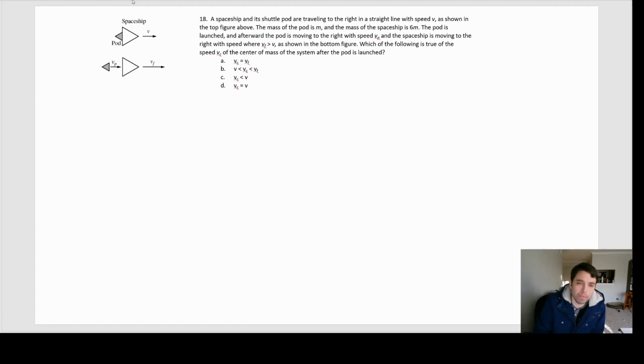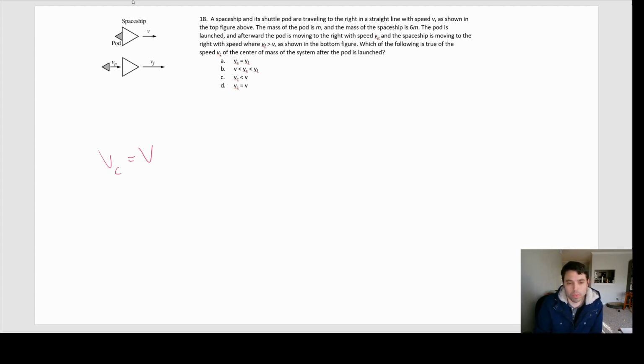Before this happens, the center of mass is, I don't know, right here. What's the velocity of the center of mass before they separate? Isn't it just the same speed v as everything else? They're all going together. Nothing's separated yet, before the collision or the explosion happens. So the center of mass is traveling along with the spaceship and the pod together at the same speed everything else is going, so the speed is v. So before the collision happens, the velocity of the center of mass is equal to v, the velocity of the rest of the system.